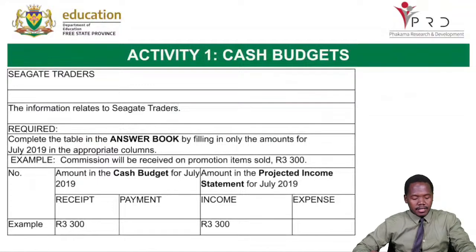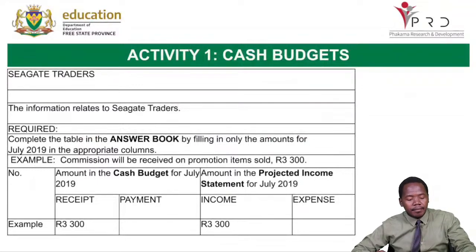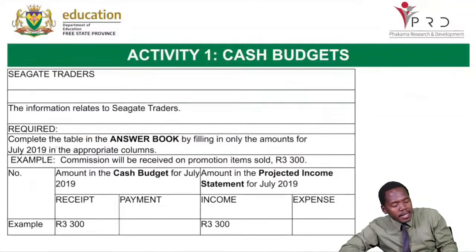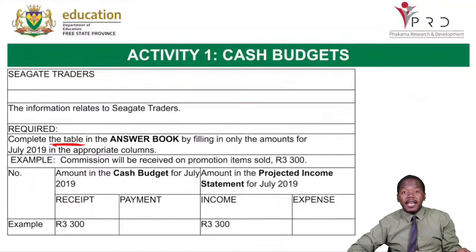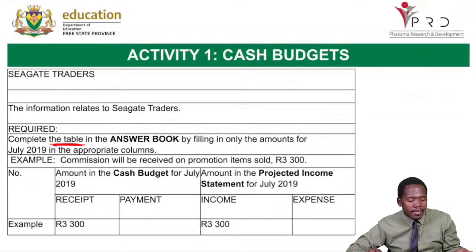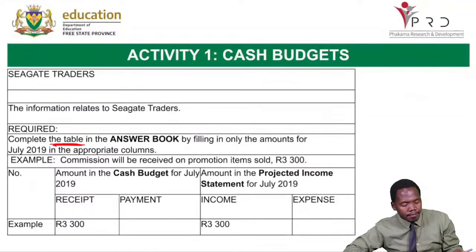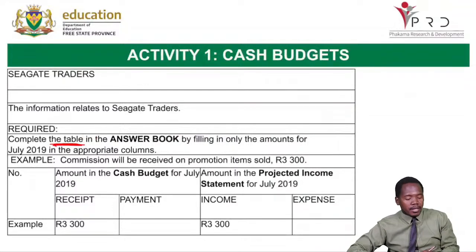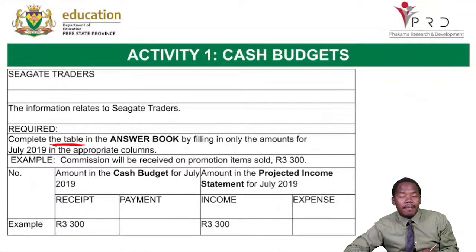Now let us look at this information here. As Seagate traders, the information relates to Seagate traders. Required: complete the table in the answer book by filling in only the amounts for July in the appropriate columns. They've given us an example here. Commission will be received on promotion items sold, 3,300.